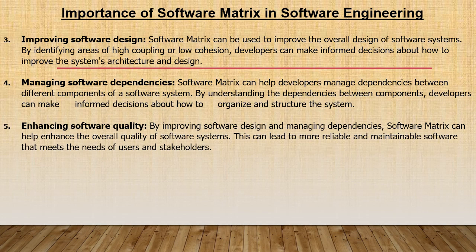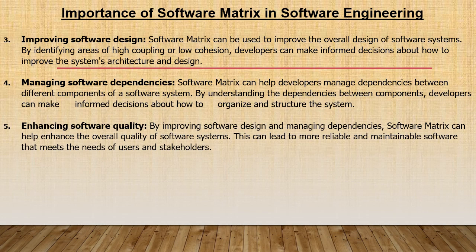So when we say high coupling and low cohesion, these are two related concepts in software engineering. They describe the quality of the design of a software system. High coupling refers to the degree to which different components of a software system depend on each other. When components are highly coupled, changes made to one component can have a significant impact on other components, making the system more difficult to maintain and modify.